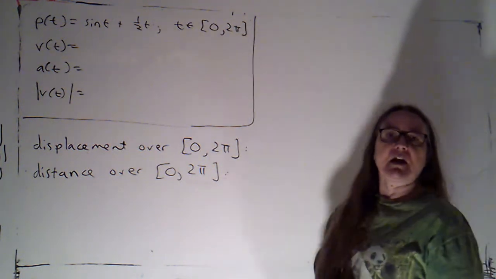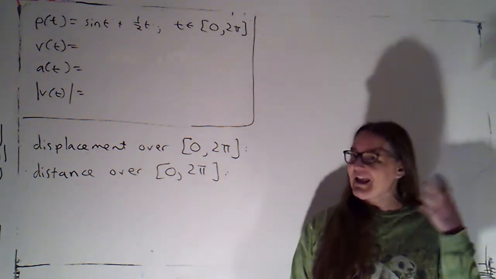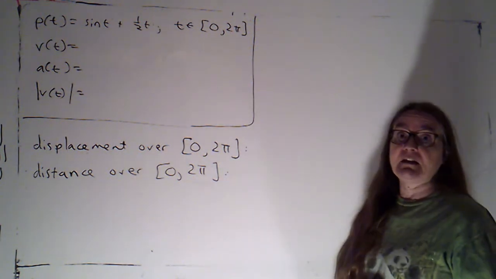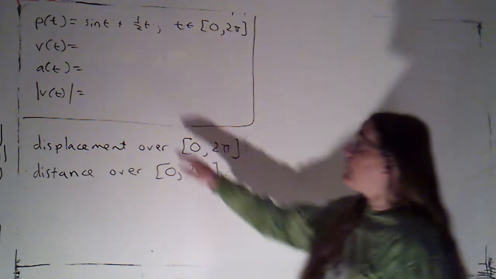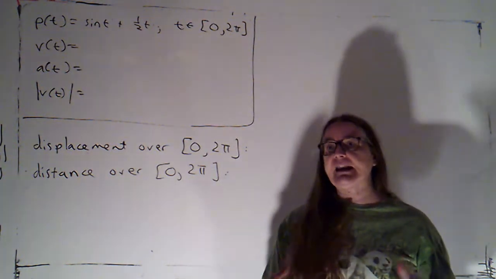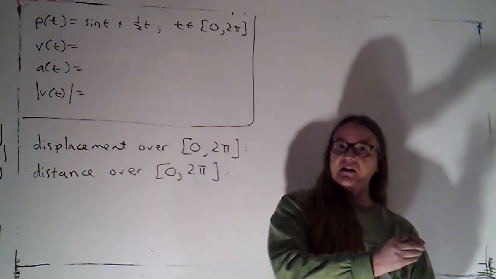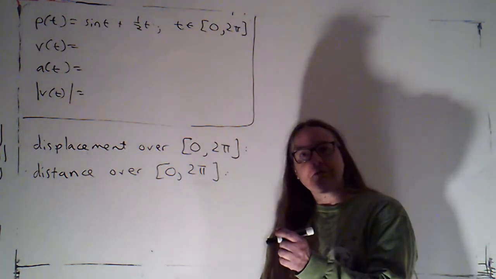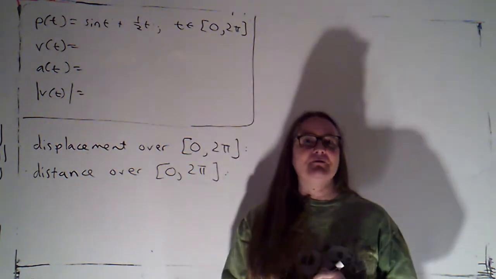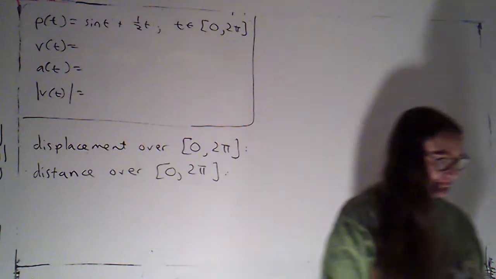We're just concerned with the time interval from 0 to 2 pi. Displacement, remember, that's just a subtraction problem. Ending position minus starting position. Distance, on the other hand, for that, you're going to need to take into account both the position and the velocity. You're going to need to check the sign of velocity and break this time interval up into subintervals where the particle is moving to the right with a positive velocity or moving to the left with a negative velocity. Over each of those time intervals, calculate the absolute value of the displacement and add those up to get the distance. All right, go ahead and try that.